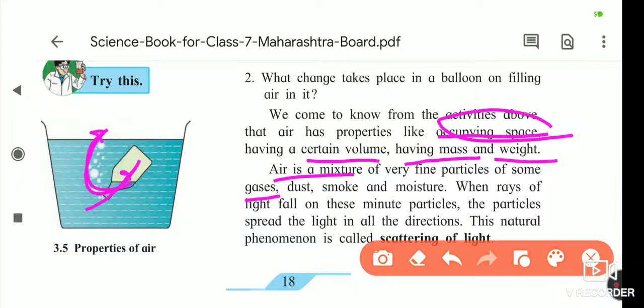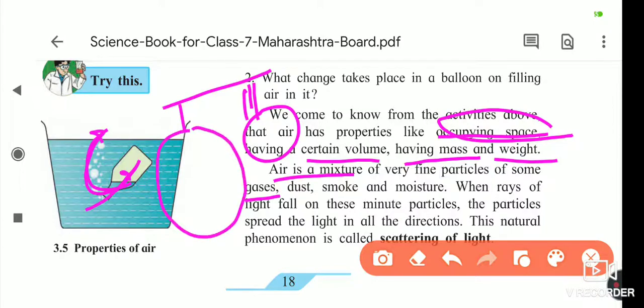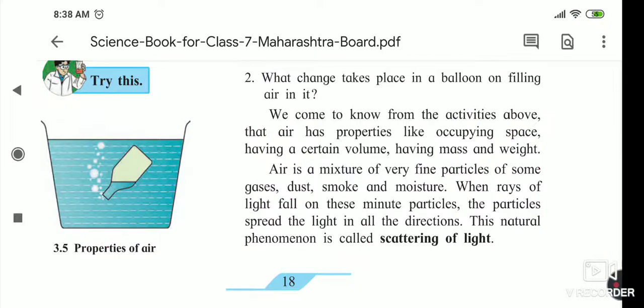Air has a mass, which we saw in the balloon experiment. When we keep an inflated balloon on one side and a bigger balloon on the other, the straw shows a slanting position, and the side where the inflated balloon is goes down, and it shows that air has a mass. This picture shows that air occupies space and has mass and weight.